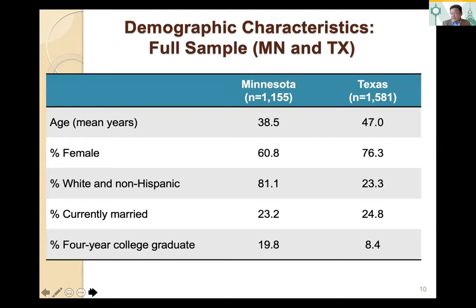And in terms of demographic characteristics in the full sample, there are some differences between the two states. The mean age of those enrolled in Texas is a little bit older at 47 years compared to Minnesota, 38 years. The percent of females is also a little bit higher, 76% in Texas compared to Minnesota.